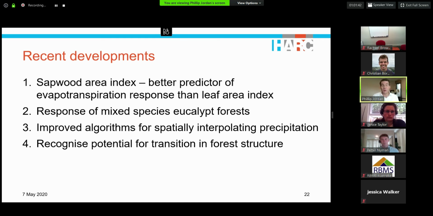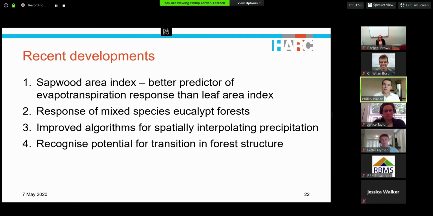So that's offering a lot of promise in terms of an alternative means of modelling, eventually of modelling evapotranspiration and therefore water yield from forested catchments. The second one is really around the response of mixed species eucalypt forests.